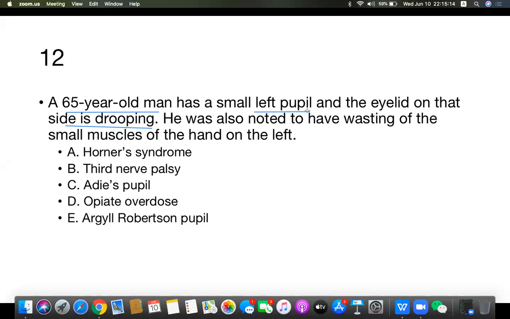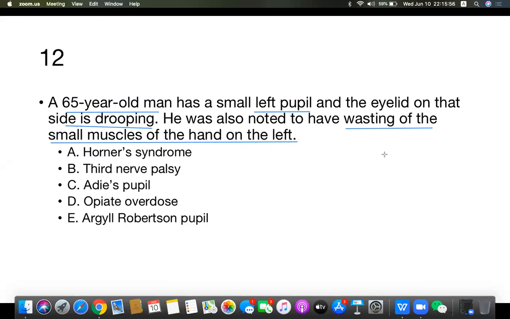If Horner syndrome is the answer, we need to start accumulating the evidence, isn't it? He was also noted to have wasting of the small muscles of the hand on the left. Now, if you can fit this into Horner syndrome, then your answer is A, right? Yes, sir. Now we can fit this. What is the common cause of Horner syndrome? Stroke. Look at the age of this patient.